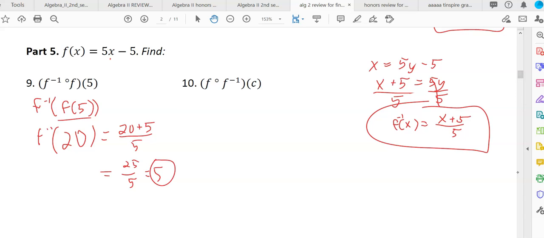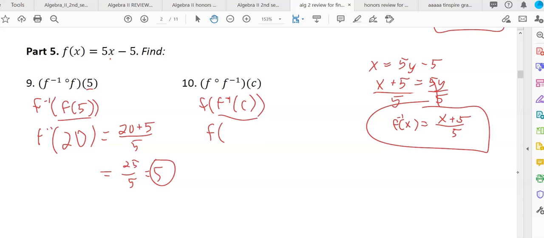It shouldn't be a surprise that we plugged in 5 and we got 5 as our output because we're composing a function with its inverse. We're just going to undo each other. Well, let's show the work here and see what happens in this one. So I think I know what the answer is going to be. Plugging in c, I think the answer is going to be c. Let's do it one step at a time here.